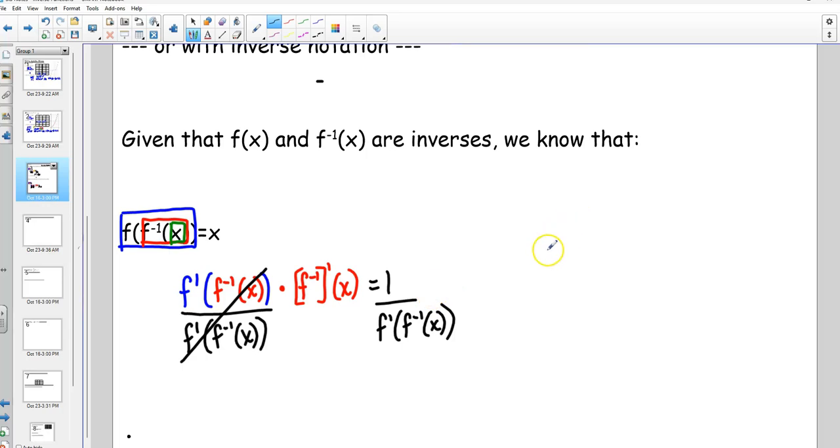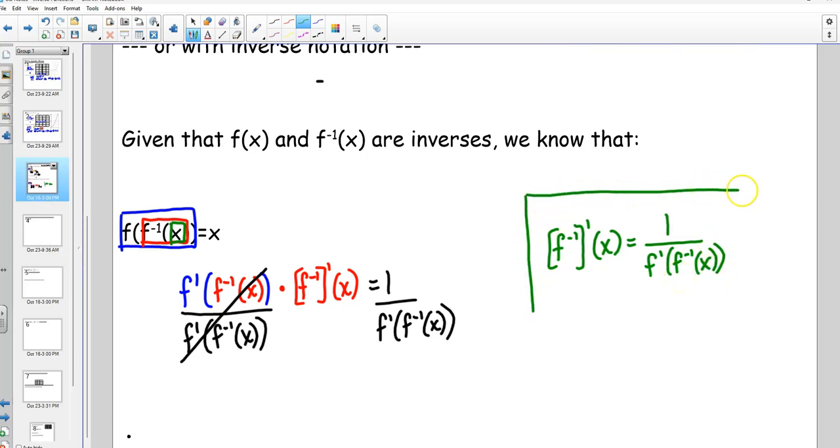Okay, so it is always true, I'm going to use a different color, that if I have to find the derivative of the inverse of x, it is always true that it's going to equal 1 over f prime of f inverse of x. This is something that is very good to memorize, because we will get some where we can't find the inverse, find the derivative, and plug in a number for that.